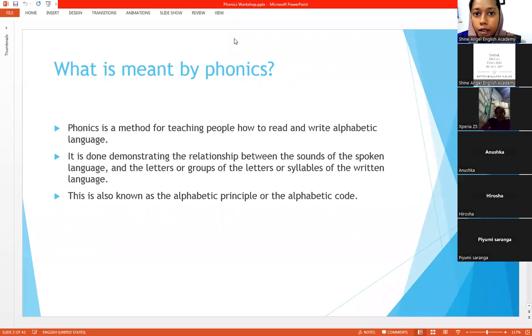Okay, so phonics, as I told you, is a method to teach people how to read, as well as how to find the spellings and understand. Basically, that is what phonics is about. Here, what we do is show the relationship between the sounds and the letters. That is what we are going to do here.